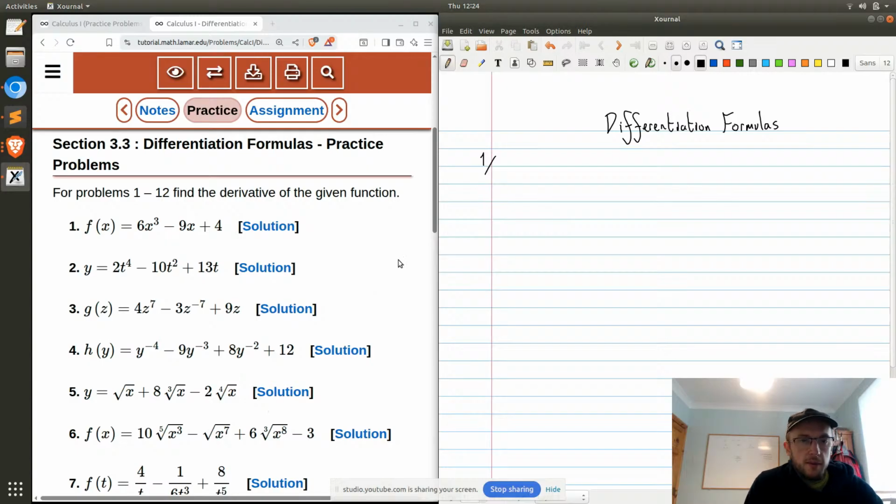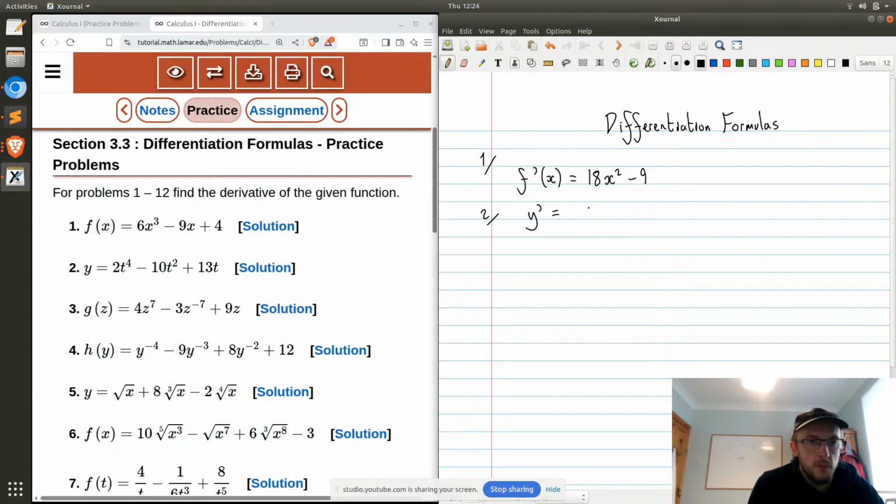Find the derivative of the given function. So these are all just polynomials, so it's straightforward. So no mistakes. Guess we can just alternate notation for them.